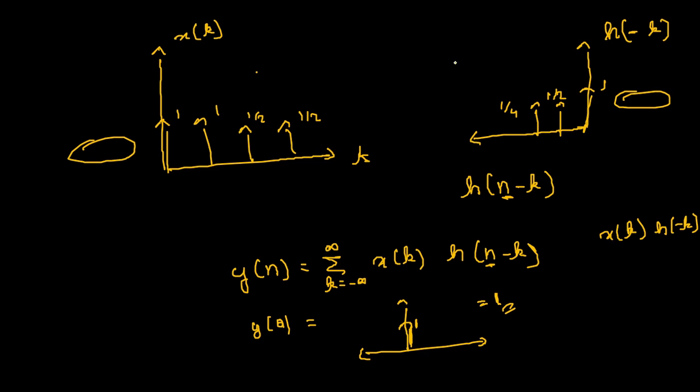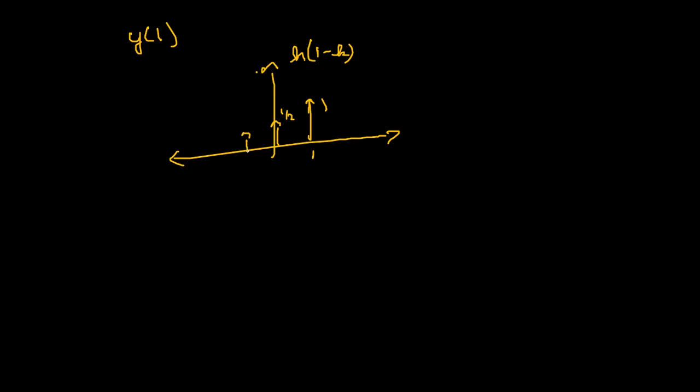So next we find y of 1. Here we know that for y of 1 we need to write h of 1 minus k. So h of 1 minus k basically means we shift this by 1 unit to the right. So for y of 1, we need to find the graph of h of 1 minus k. So 1 minus k basically means at 1, my value is 1. At 0, the value is 1 by 2. And at minus 1, the value is 1 by 4.